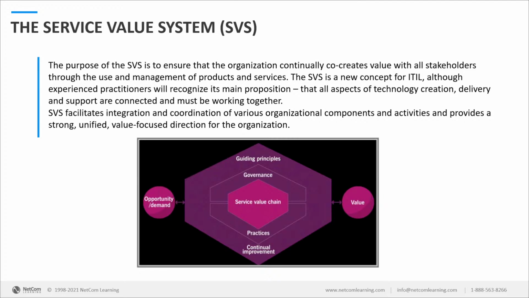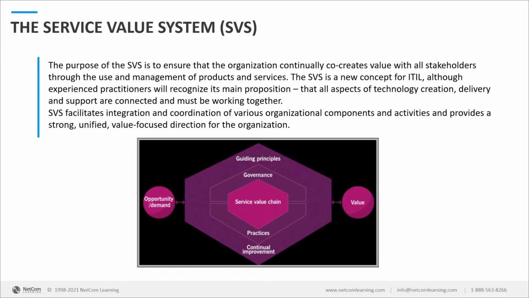Then comes practices, general practices like change management, or let's say change enablement, service desk, incident management. So a set of practices which essentially is going to help you manage and maintain the IT services.